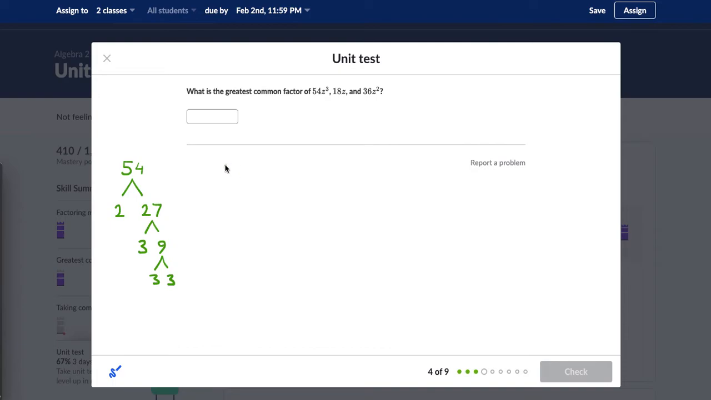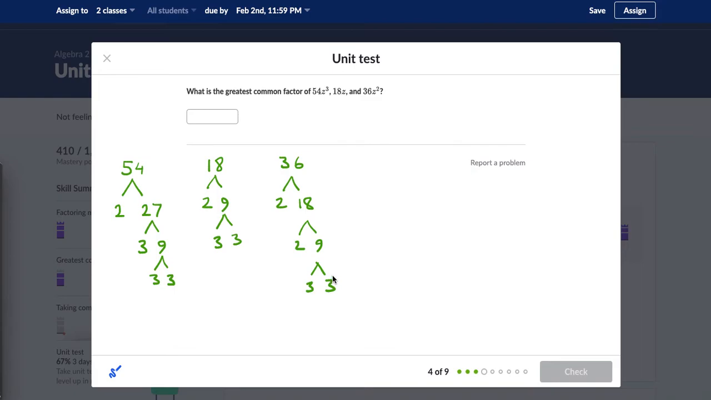Okay, for 18, we've got 2 times 9, and then we've got 3 times 3. Nice. And then for 36, well, actually, that's just an extension of 18. We've got 2 times 18, and then 2 times 9, and then 3 times 3. Okay, so we've got quite a few common factors here.